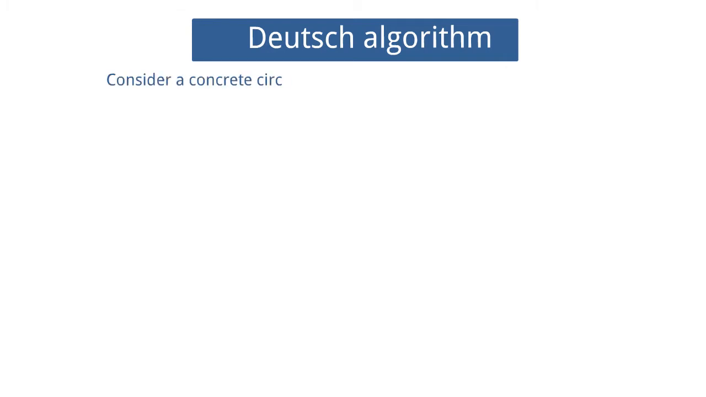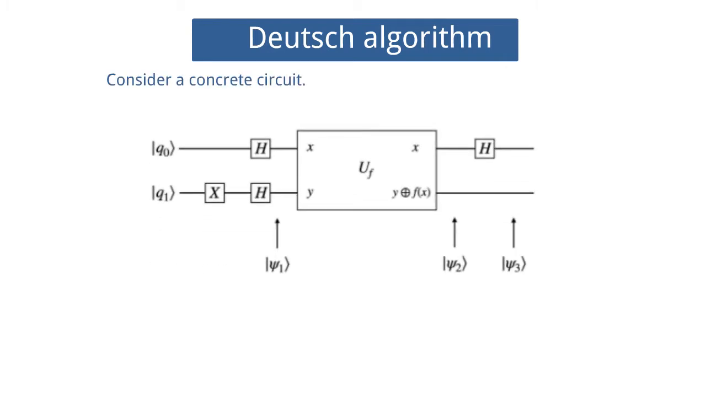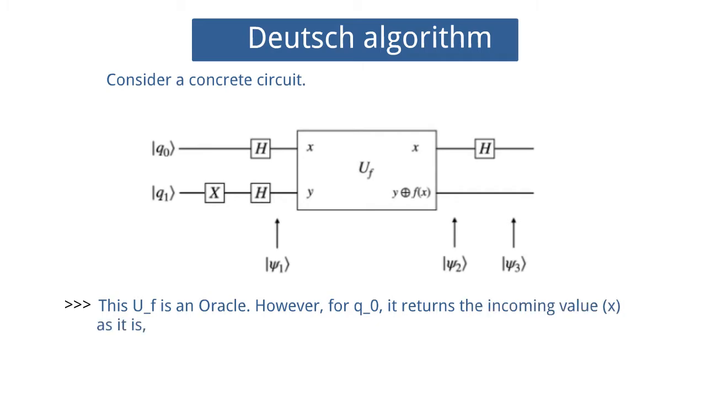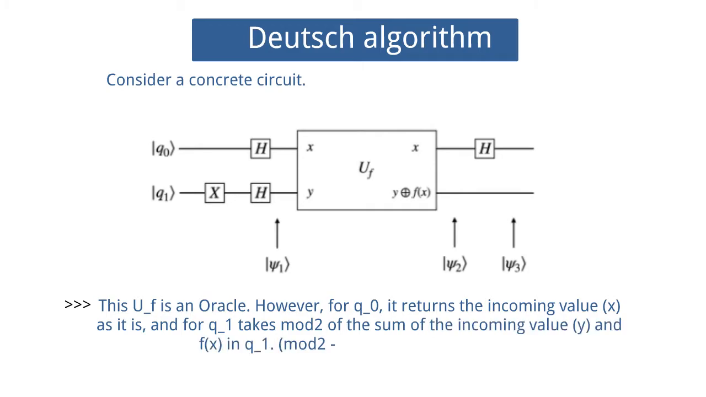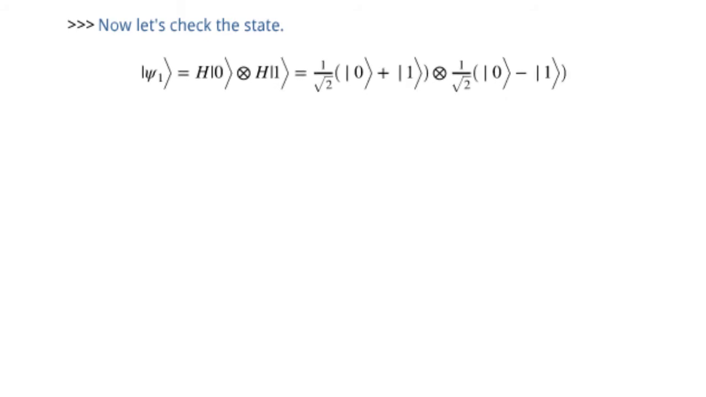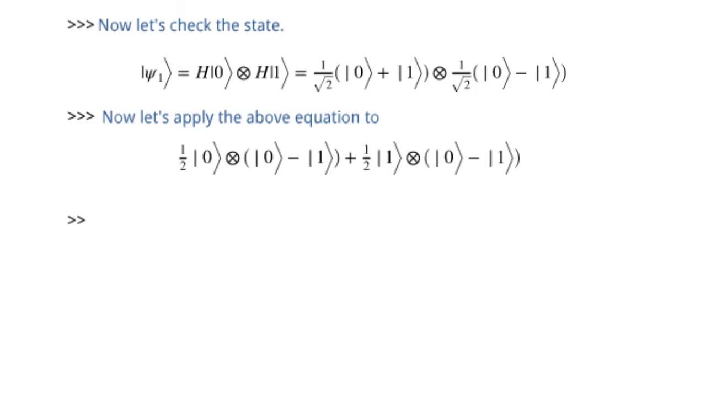Consider a concrete circuit. This U_f is an oracle. However, for Q0, it returns the incoming value x as it is, and for Q1 it takes mod 2 of the sum of the incoming value y and f(x) in Q1. Mod 2 is the remainder divided by 2. Now let's check the state. Now add the above equation to it and transform it.